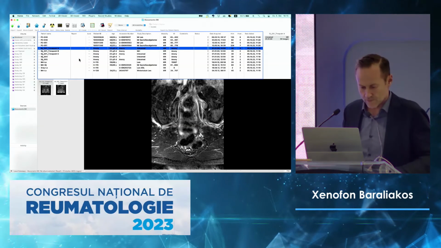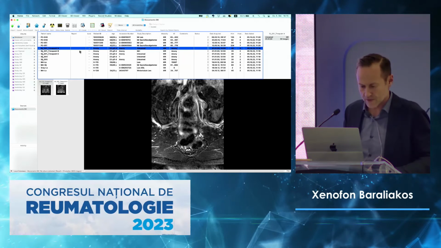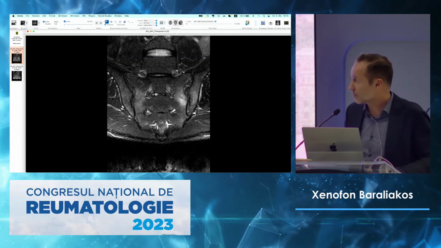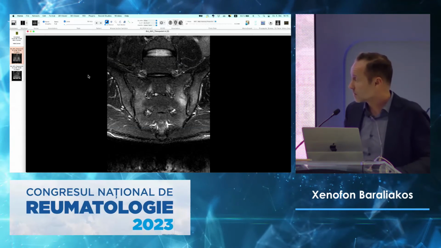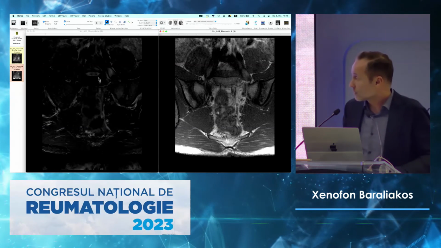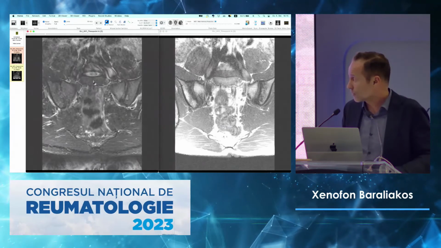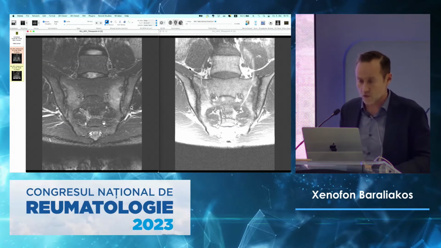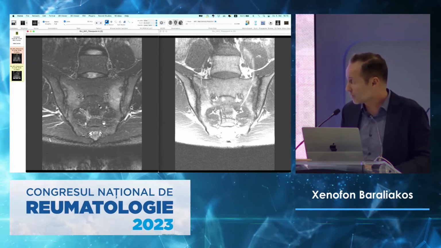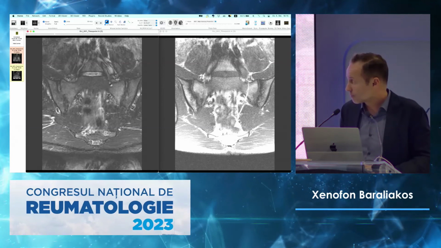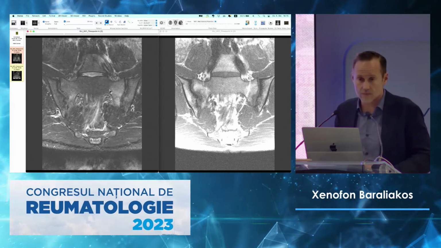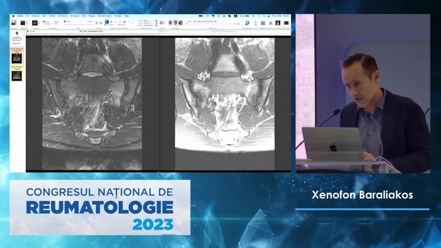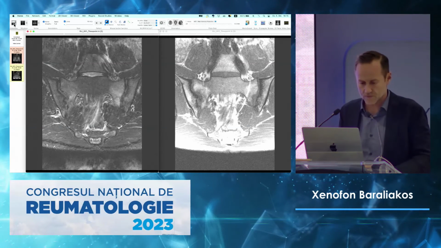One thing that we can go through is maybe this one. That is now a patient who has spondyloarthritis, and what you see is the typical STIR and T1 images with a lot of edema, bilateral, it's clear. I'm showing this in order to show you the other way of looking at images.